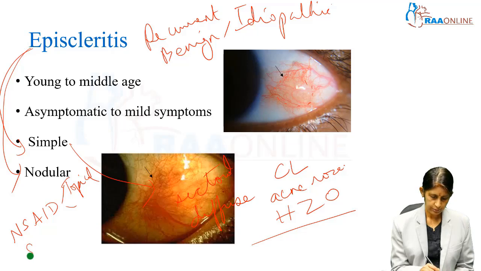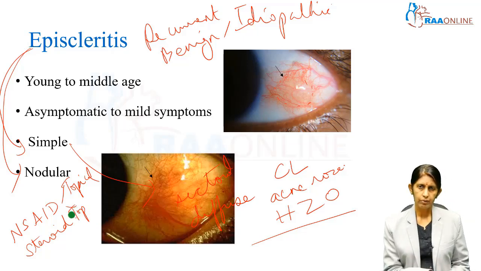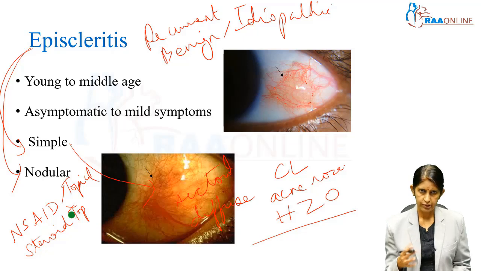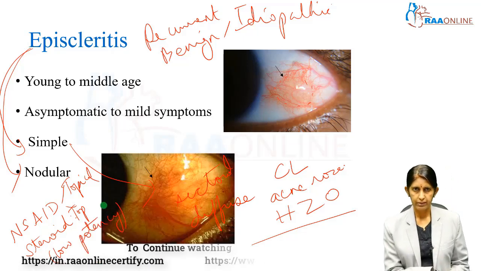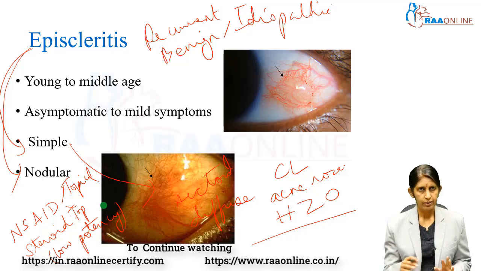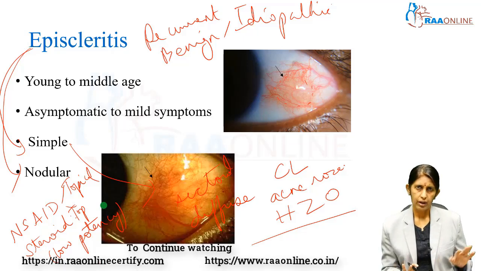Then sometimes the patient needs to be started on a topical steroid as well, because these patients have a little more significant congestion and inflammation, but you can give a low potency or weak steroid, and most of the time they resolve. However, we need to bear in mind that it's a recurrent disease.